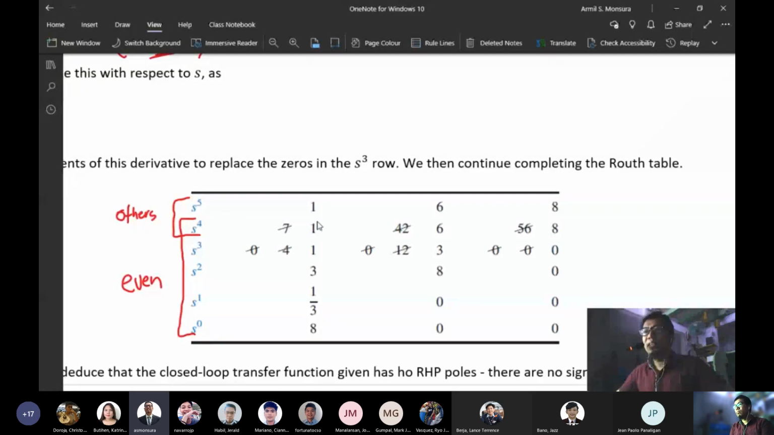Sa even polynomial niyo, 'di ba wala kayong sign changes? Tama. So kung wala kayong sign changes sa right half sa even polynomial niyo, kung wala kayong sign changes sa even, ibig sabihin wala rin kayong right half plane pole. Okay, wala kayong right half plane pole.